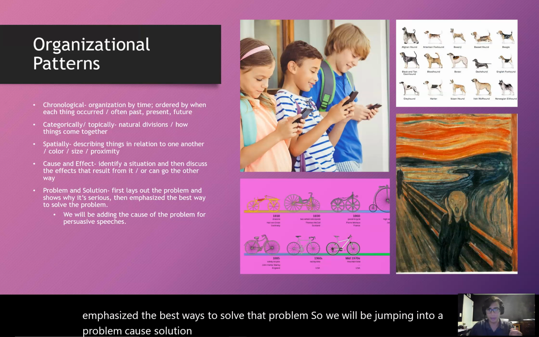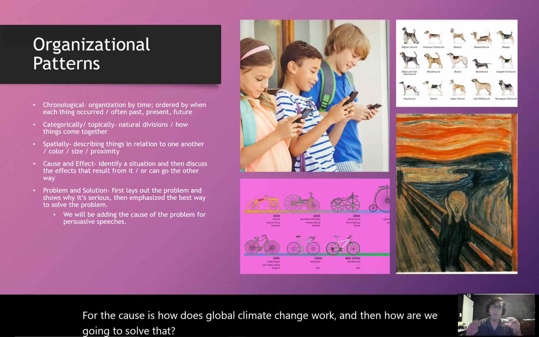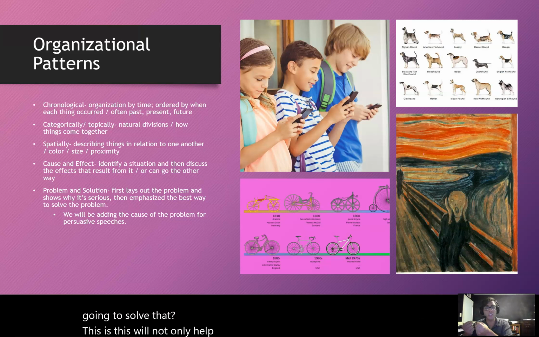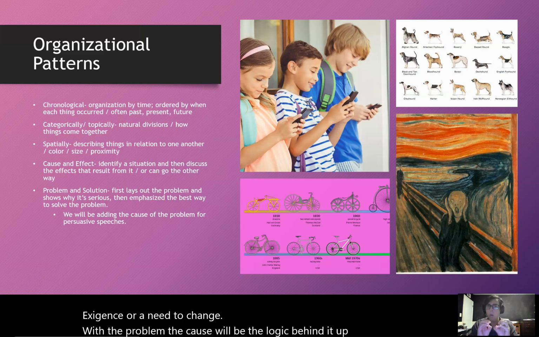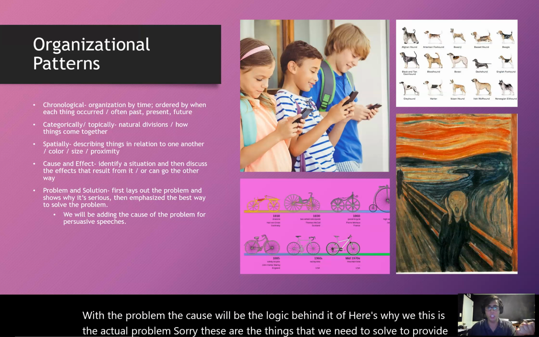For example, what are the problems associated with global climate change? What are the causes? How does global climate change work? And then, how are we going to solve that? This will not only help us create exigence or a need to change with the problem, the cause will be the logic behind it of here's why we know this is the actual problem. Oh, sorry, these are the things that we need to solve to provide the solution, and then there's the solution.